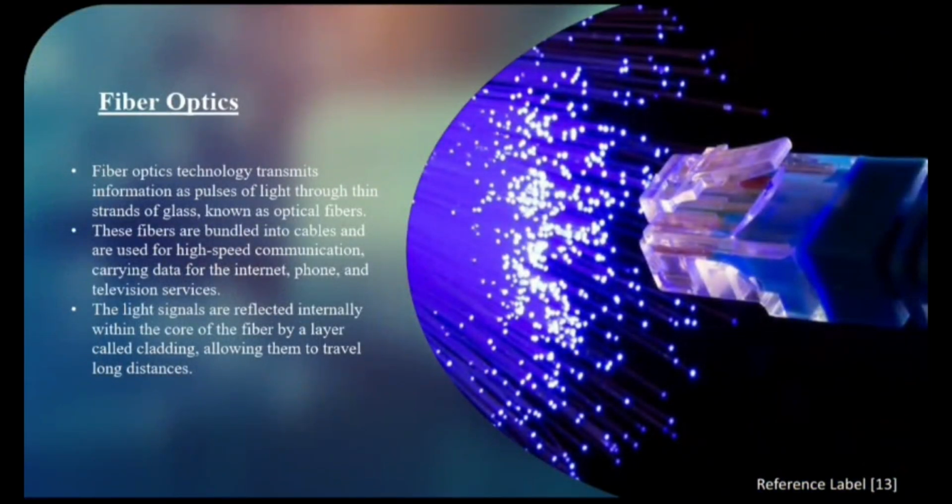Fiber optics. Fiber optic cables transmit data as pulses of light through thin glass strands. The light reflects inside the wire, allowing high-speed communication over long distances for internet, phone, and TV services.